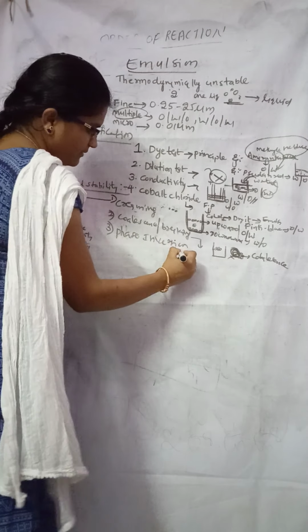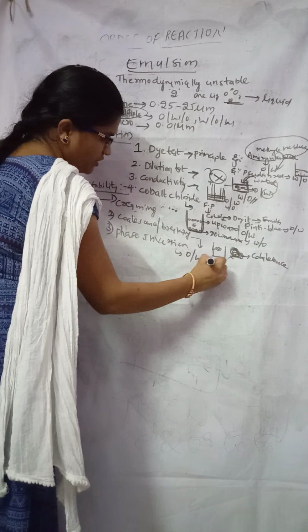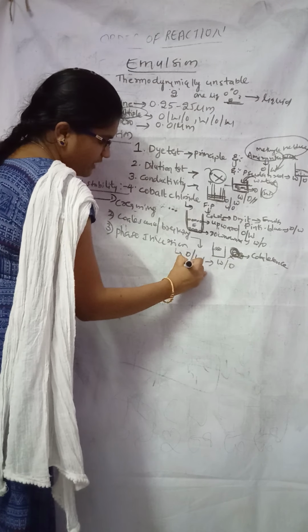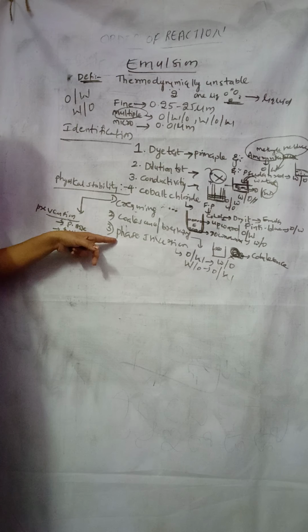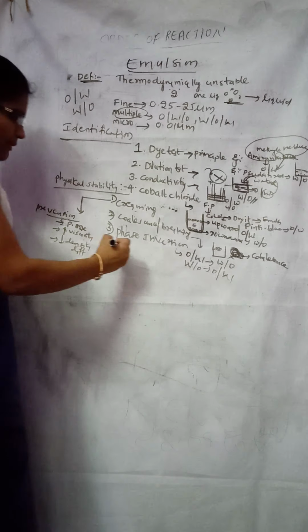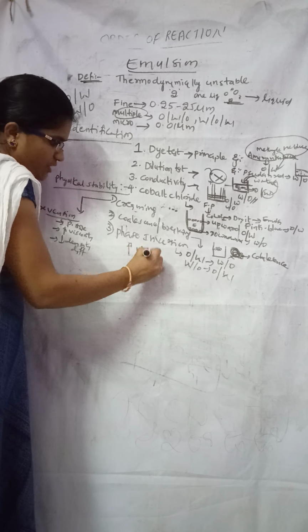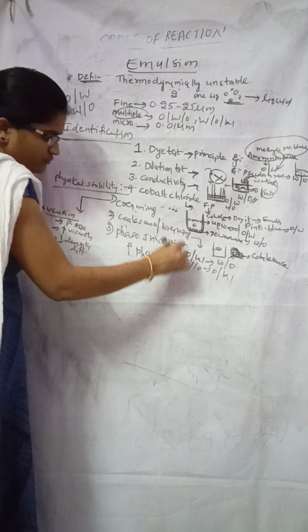Next is phase inversion. It is simple. The oil in water emulsion will be converted into water in oil, or vice versa. Water in oil is converted into oil in water. This is regarding the physical instability of the emulsions: creaming, coalescence and breaking, and phase inversion. And here phase inversion can be prevented by increasing the phase volume ratio. By increasing the phase volume ratio, you can prevent this phase inversion.